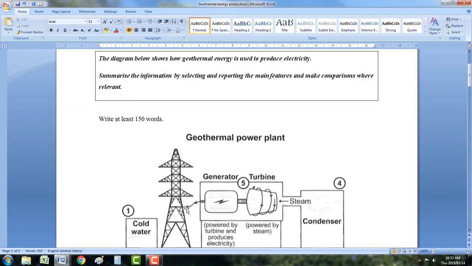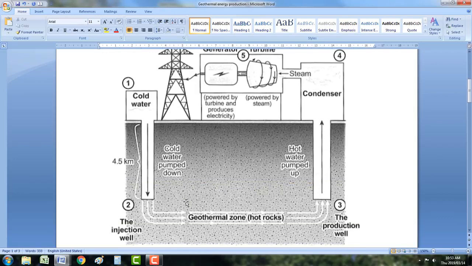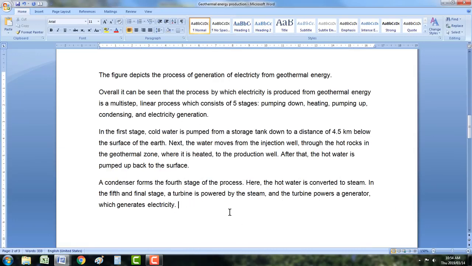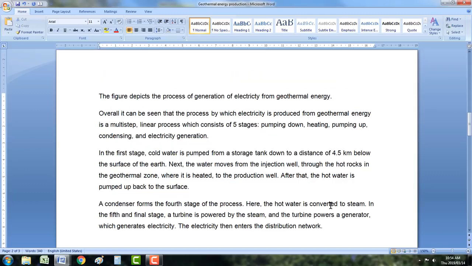Maybe you could say something about this. The electricity is then distributed, or then enters the distribution network. Let's say it, but you don't need to. That kind of thing is, if you have some nice vocabulary and you just want to show off your vocabulary, then add that sort of thing in.